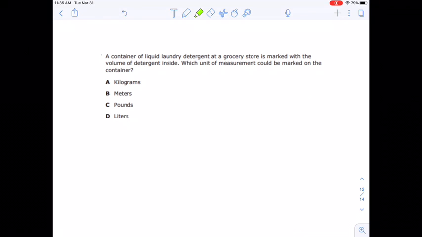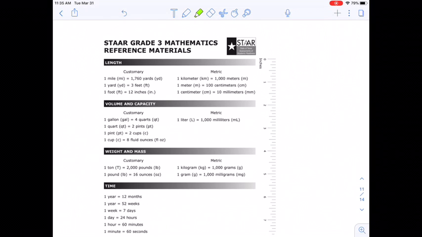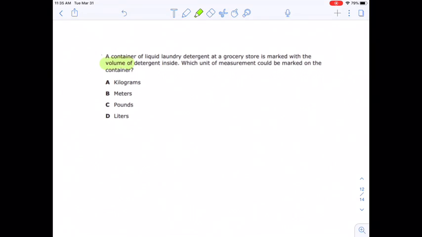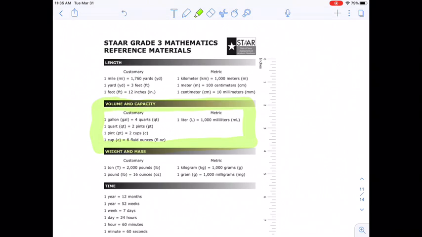Well, we're talking about volume. That seems really important to me. Because if we're talking about volume, I can look right here at the volume section and know that my answer has to be one of these if we're talking about volume. So let's go see what our choices are. Kilograms, meters, pounds, and liters. Now let's go back. Which of these would be volume?